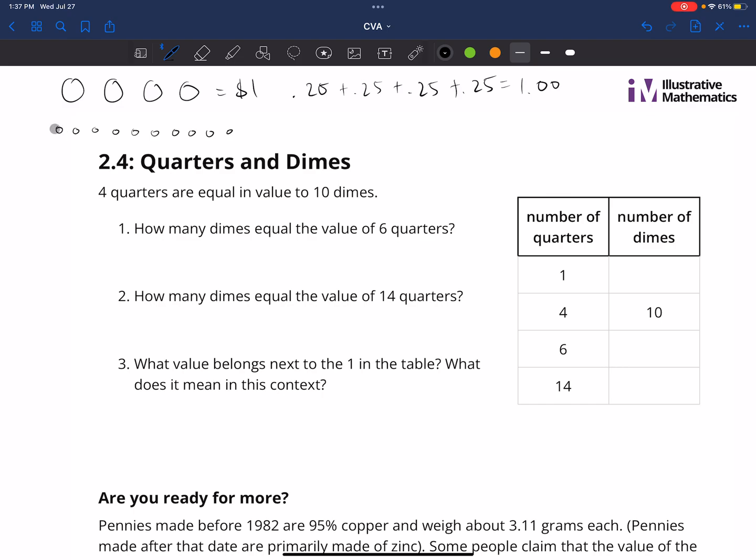And then one of these dimes is equal to 10 cents, right? If I have 10 dimes, that is actually equal to $1 as well. So now the number of quarters, right?